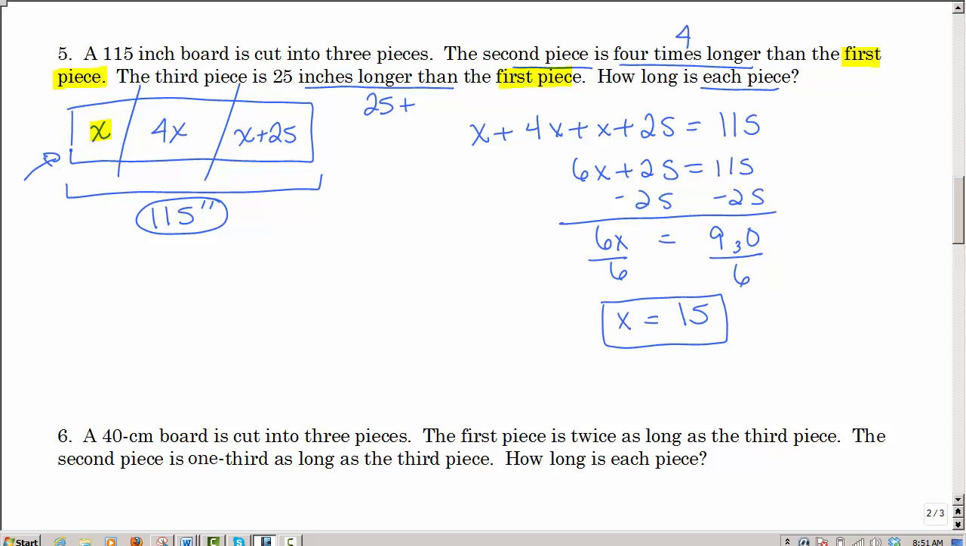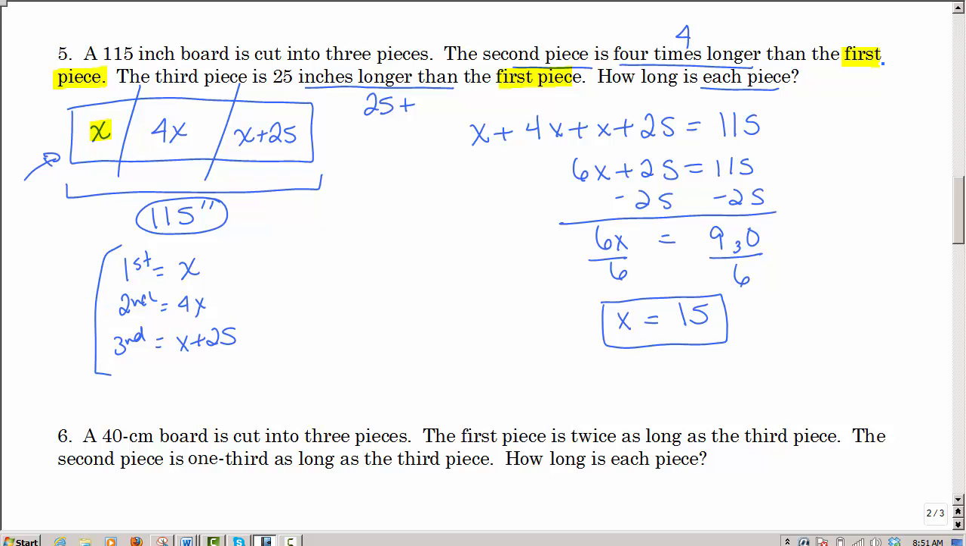If you didn't want to draw a picture, I would have come over here and said, okay, my first piece was x, my second piece was 4x, and the third piece was x plus 25. You either have the picture or you have this. You don't have to have both. Alright, now let's go make sure we've answered our question.